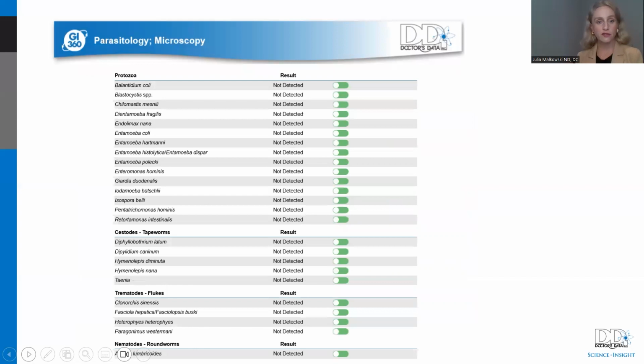The next piece of information we have is the parasitology by microscopy. This is a 3-day sample, ova and parasitology. We are looking for 34 parasites and their ova in this section here.